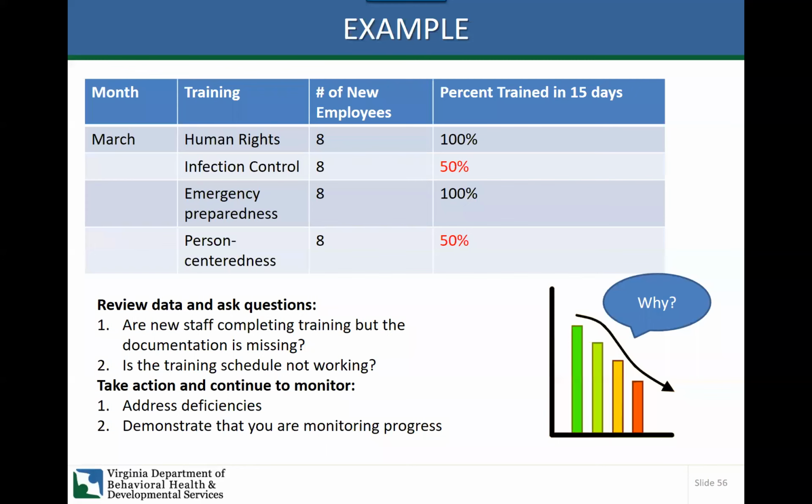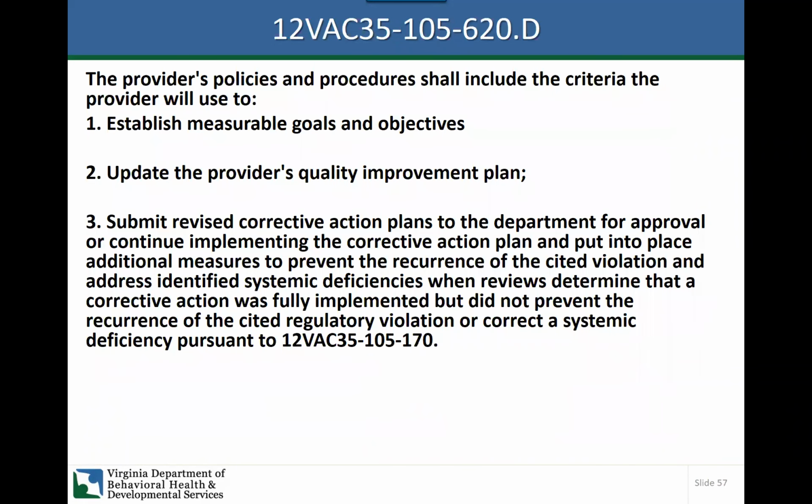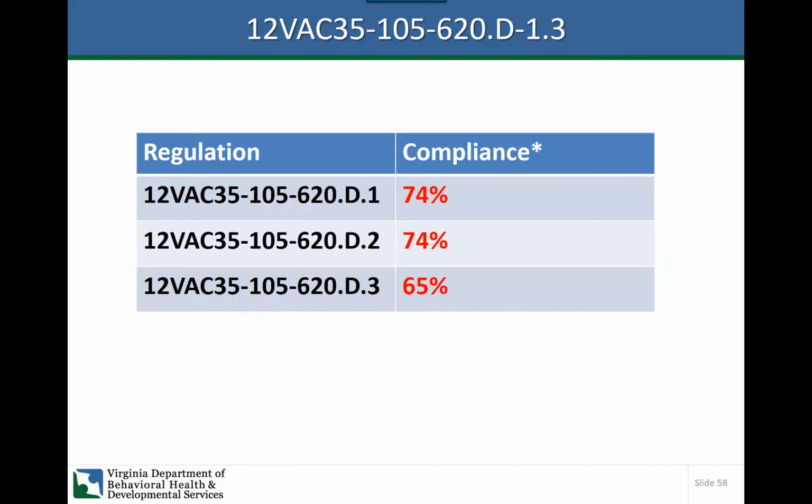So we go to the next slide for 620D. And this is about that the provider's quality improvement policies and procedures shall include the criteria they're going to use to do all 3 of those things. So this is to be part of their quality improvement program. I'm not going to read all of that, but I would encourage you to do so. But let's look at the compliance on the next slide. So for D1, it was 74%, D2, 74%, and D3, 65%.